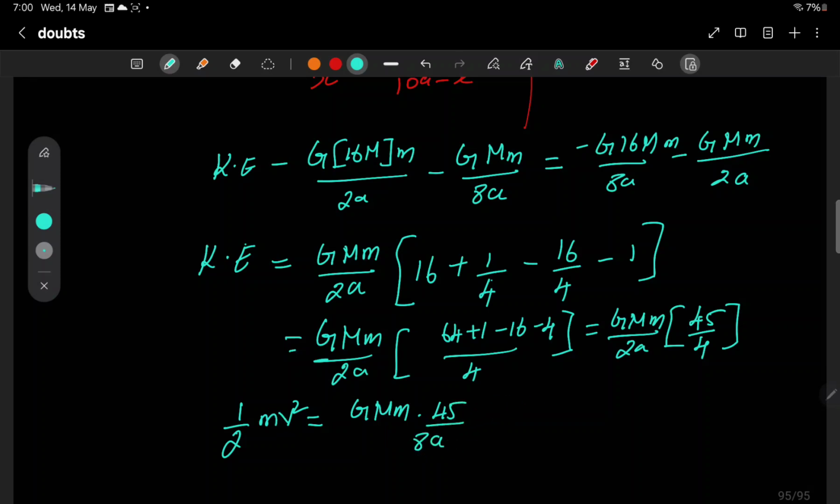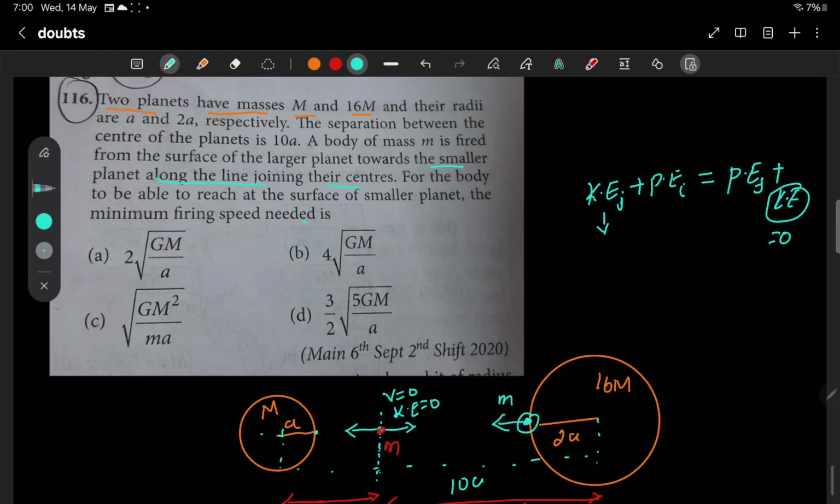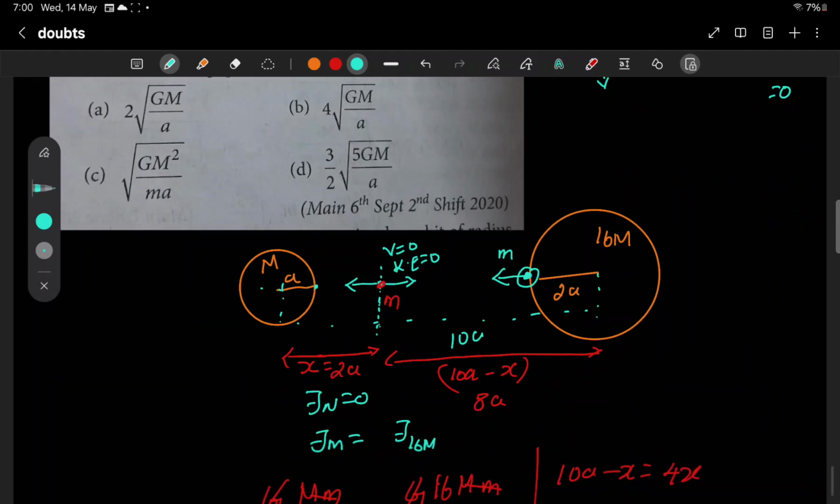Now we can cancel this mass m. So the 2 we have, we can cancel and we will get 4. Then what will your velocity be? V square will be equal to GM 45 by 4a. So v should be equal to root of this value. Check if there is any option. In the options, 2 is outside, 4 is outside.